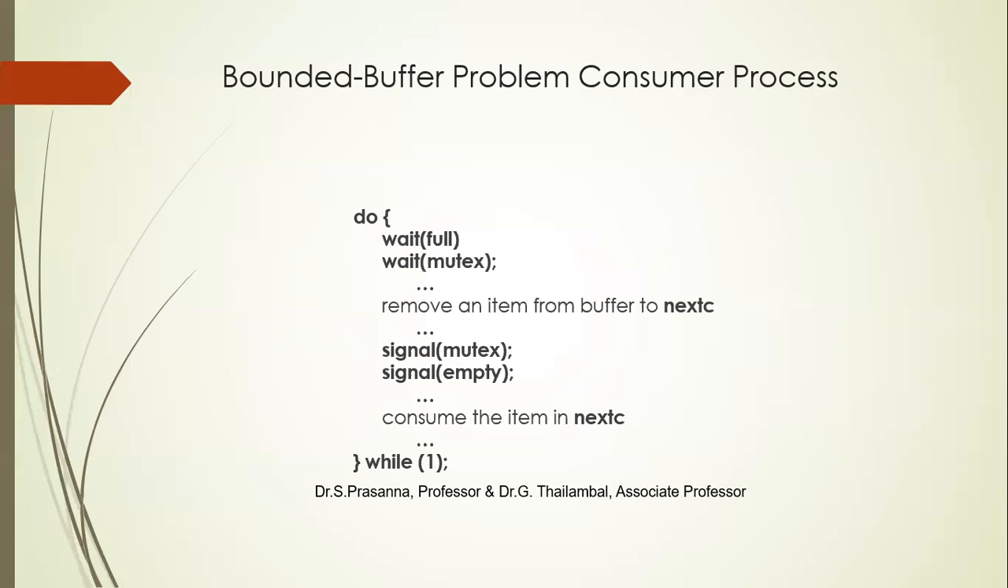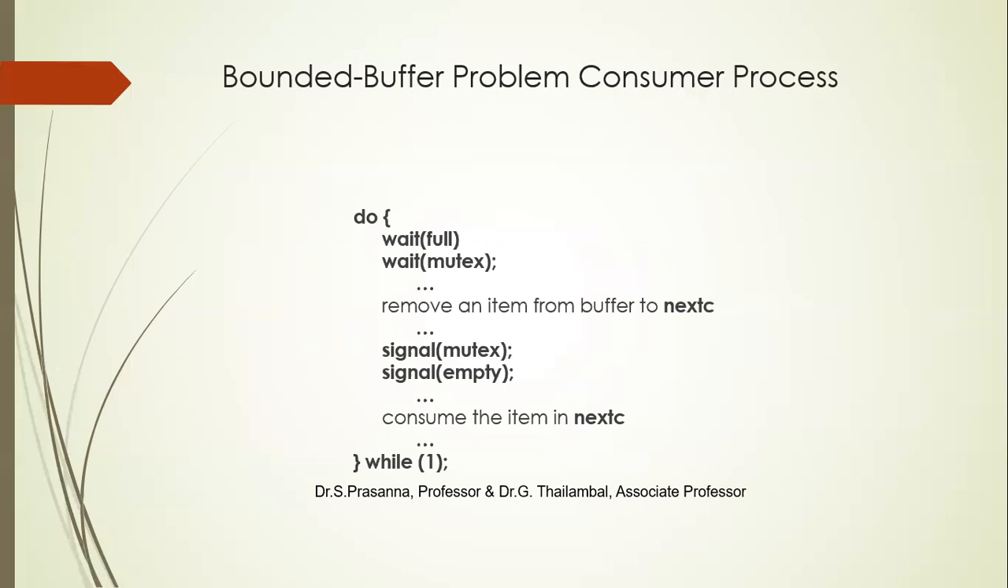That means only one consumer can access the items in memory, so other consumers need to wait. So remove an item from the buffer to nextc. Nextc is the variable where the value is stored. And once it accesses the first item, signal of mutex is given and signal of empty is given. That means the values are consumed by the consumer. Then the mutex signal is given, which means the next process can be done.